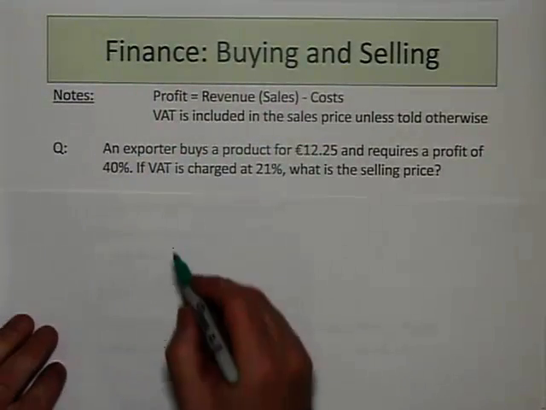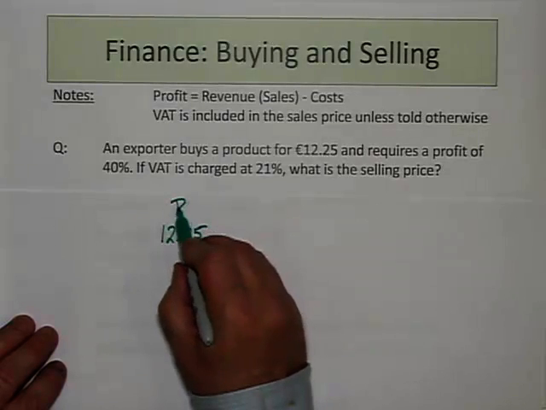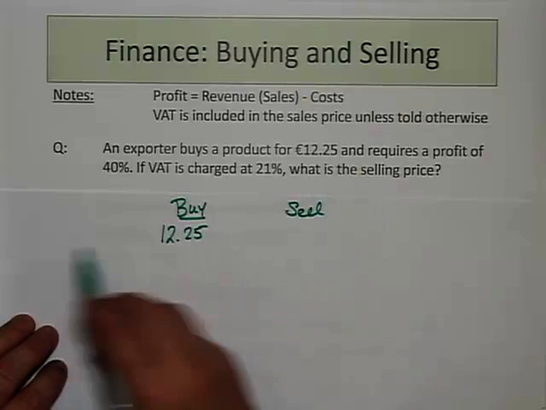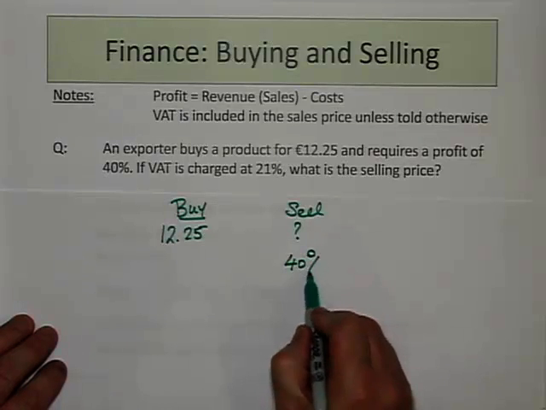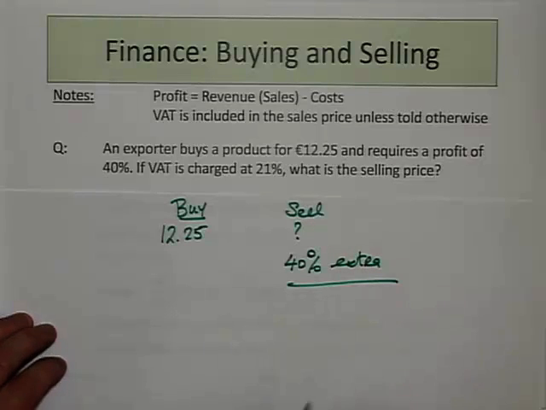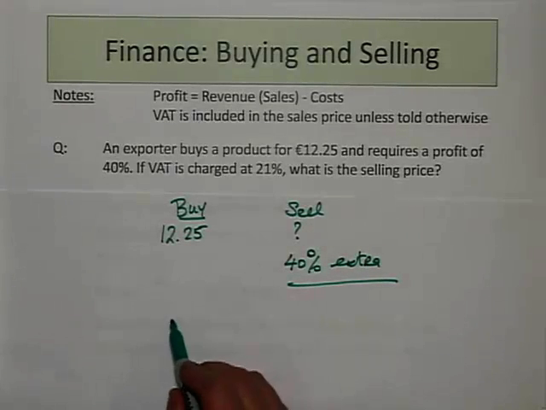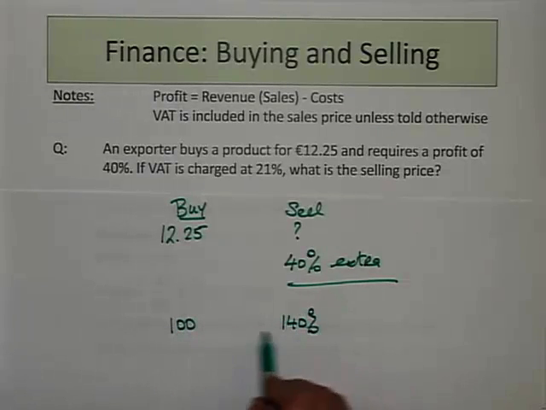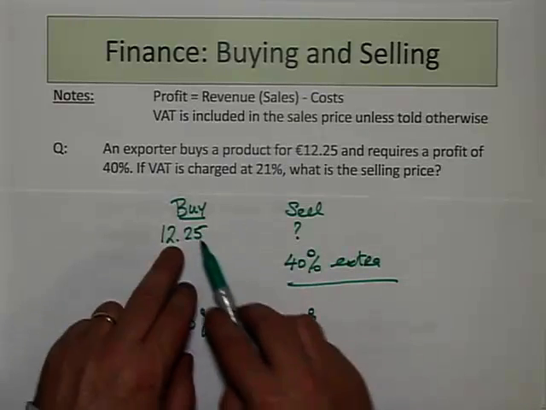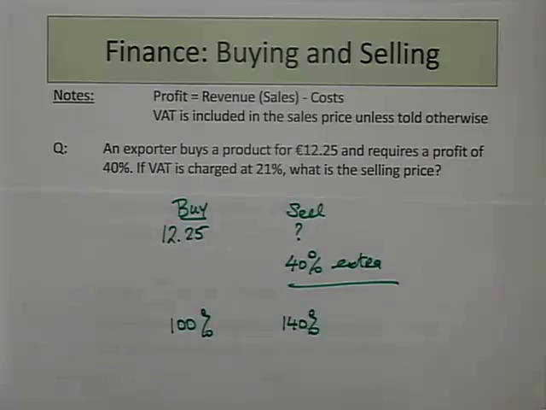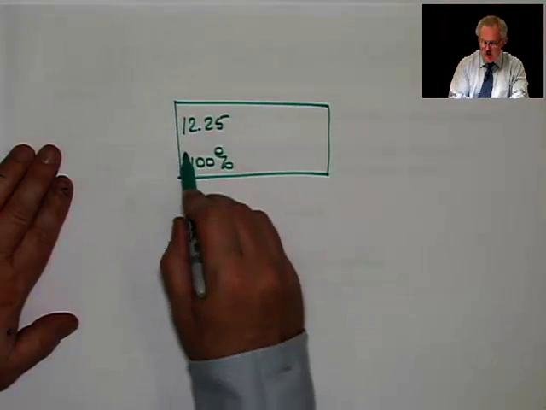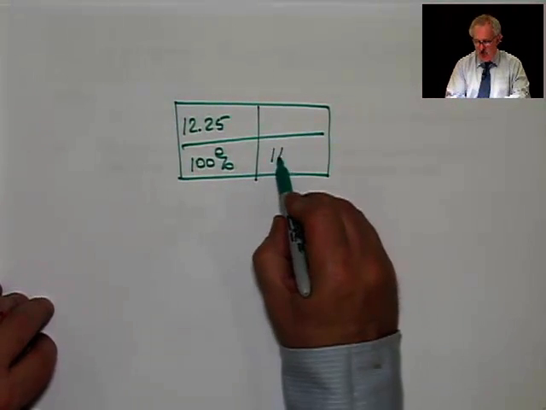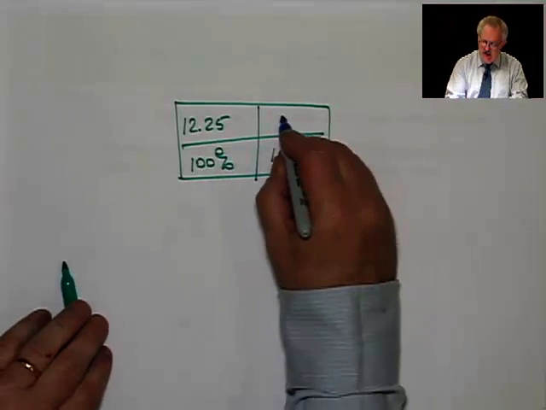So what you're saying is that it's $12.25 to buy this. And we want to sell this. We don't know the price we're going to sell it at. But we want 40% extra. If we want 40% extra, another way of looking at that is we want it to go from 100% to 140%. Or we might just say get 40% and add it to the original number. So one way of doing this, if the original price, $12.25, represented 100%, and you wanted to move that to 140%, what would this number then be?